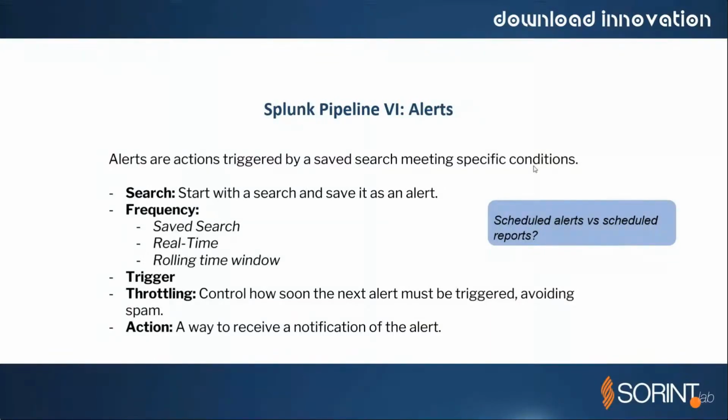And a rolling time window alert should be used when we need a specific time window, like counting the number of errors in the last 5 minutes. A trigger condition is a secondary search running on top of the alert search, which causes an action only when it produces results. So triggering can be per result or customized with this search. And throttling allows us to avoid spam by controlling how soon the next alert must be triggered.